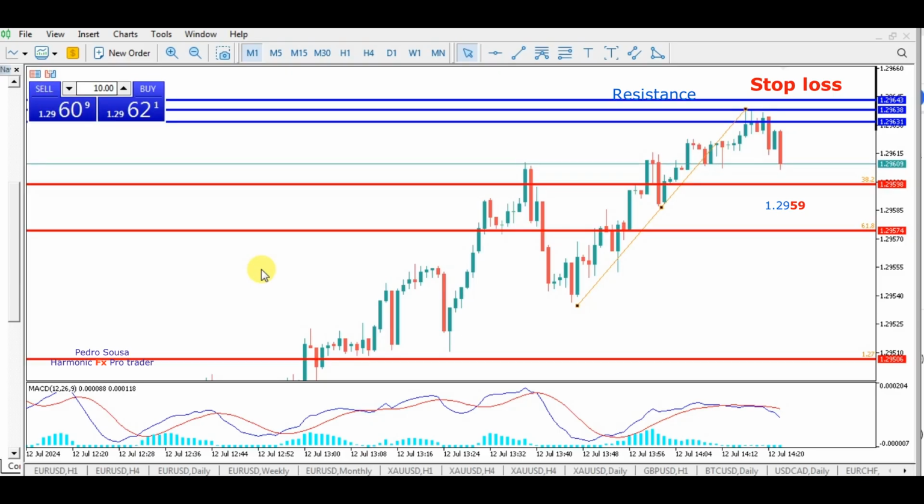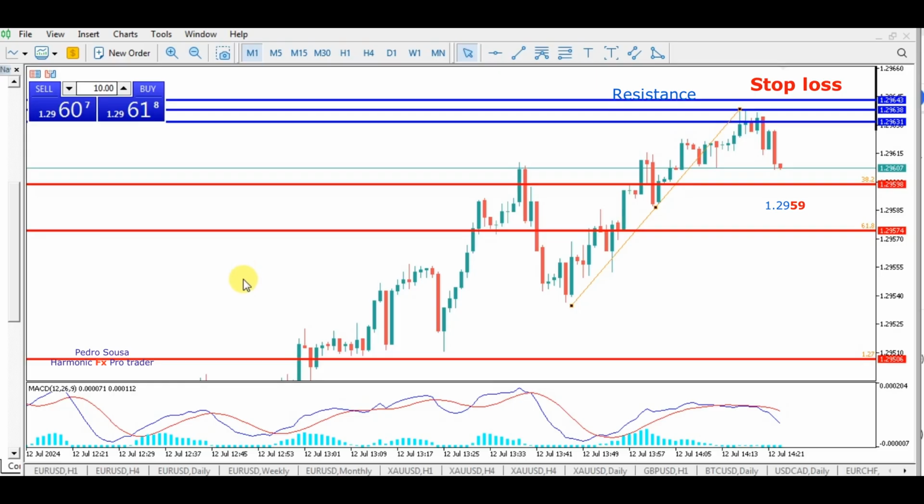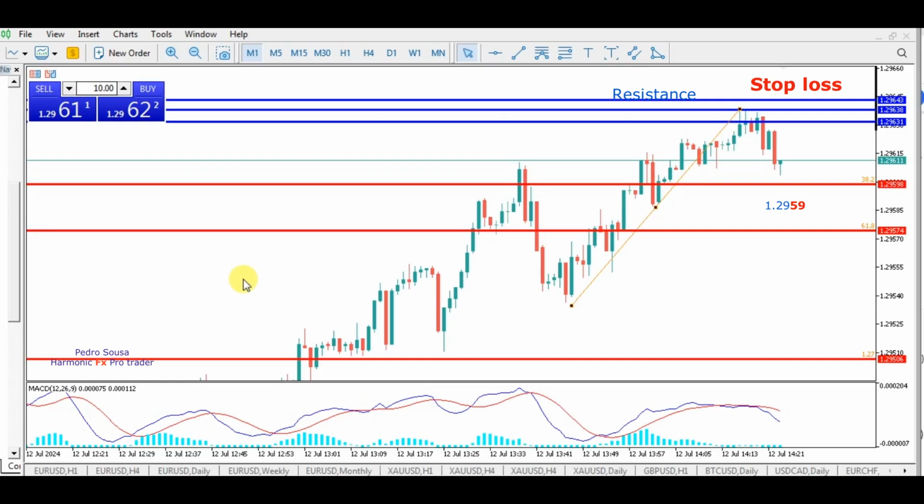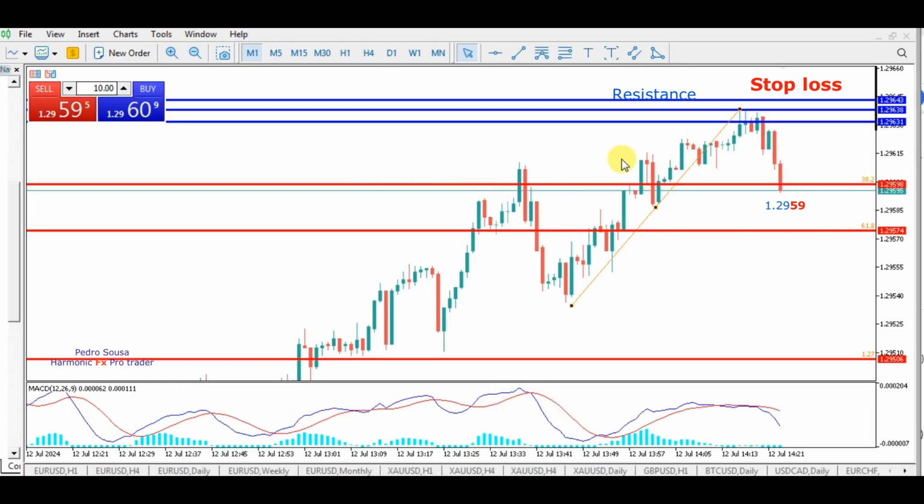And that is pretty much what I've got to show for you in this video. I hope you understand the concepts of resistance, how you trade resistance effectively, the importance of keeping your stops at a reasonable distance. And in next videos, we will explore other forms of trading these levels.